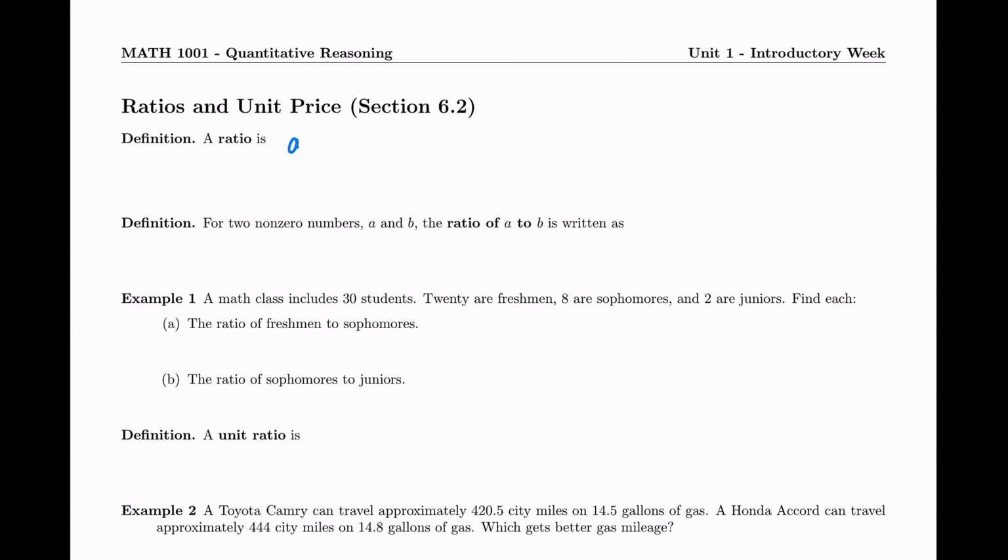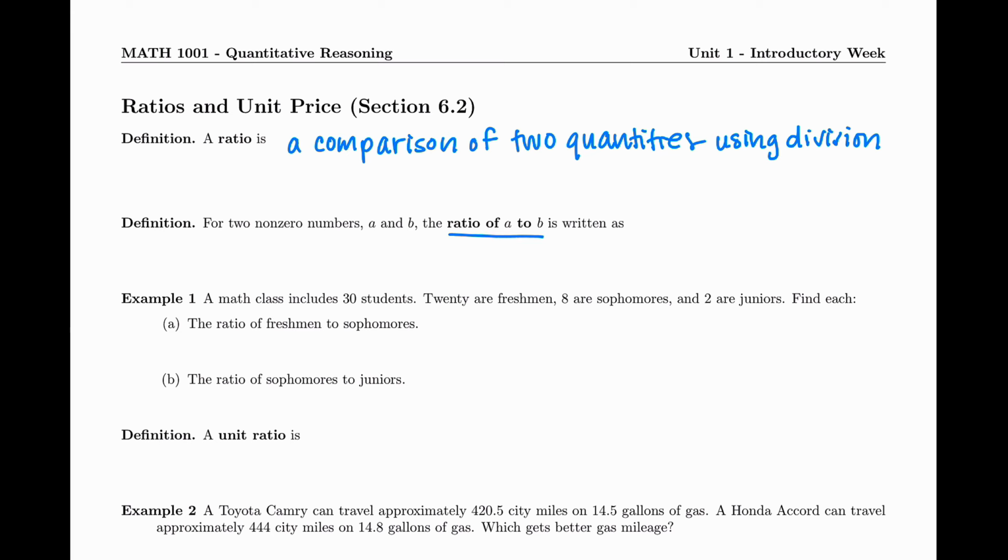A ratio is a comparison of two quantities using division. Another definition, for two non-zero numbers, let's call them A and B, the ratio of A to B is written in a couple ways. We can write it with a colon between A and B. We say A to B, the ratio of A to B, or we can write it like a fraction, A over B. Both of these represent the ratio of A to B.